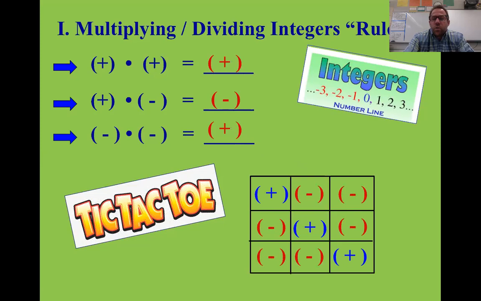Now here are your rules. Let me show you how it works. Over here you've got a positive times a negative. That's going to give you a negative answer. Here, if you have a negative times a positive, that's going to give you another negative answer. And then if you've got 2 negatives, that's going to give you a positive. The only rule that's not up there is a positive times a positive is a positive.